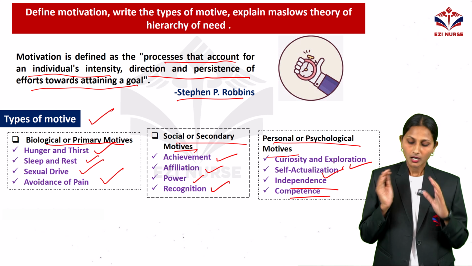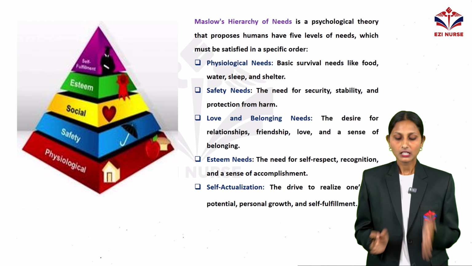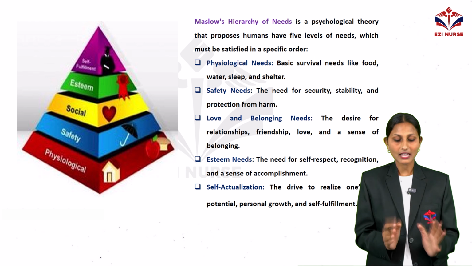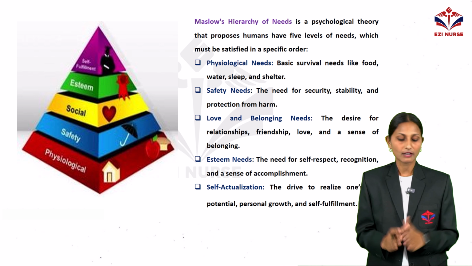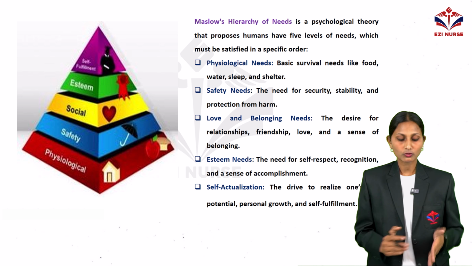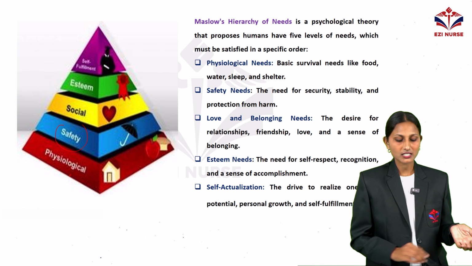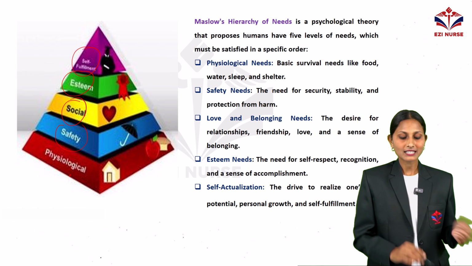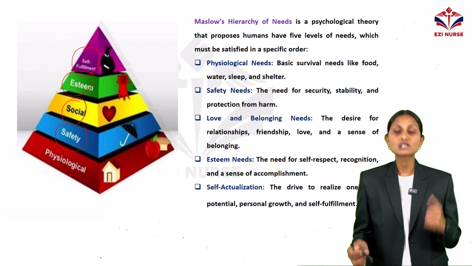The next one is Maslow's hierarchy of needs. This definition and this diagram you have to draw when there is your exam. Like a basic triangle you have to draw, and in that manner you have to write the things given here. The first one is physiological, the second is safety, then social, esteem, and self-actualization, self-fulfillment. Okay, so we will see this one by one.